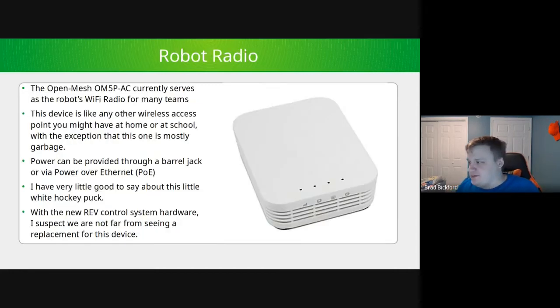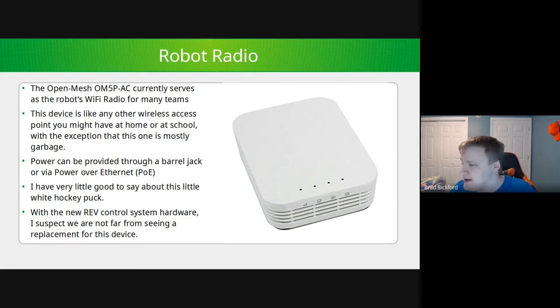We're now moving on to my least favorite thing to talk about, and that is the current state of the robot radios in FRC. Currently, the OpenMesh OM5P-AC serves as the robot's Wi-Fi radio. This is like any other wireless access point that you might have, so the one in your home, the one at school. It's just a little wireless router. It's nothing particularly special. It's just tiny.